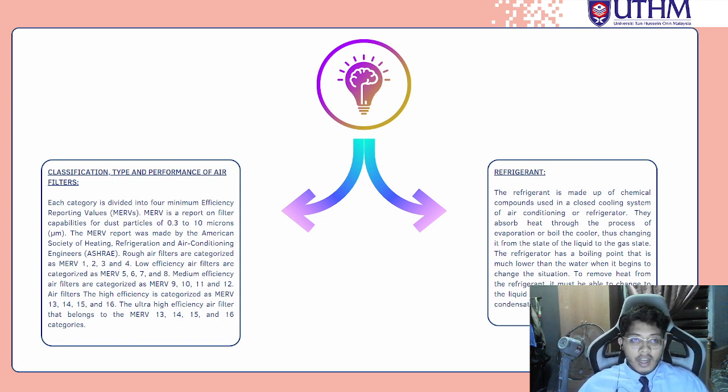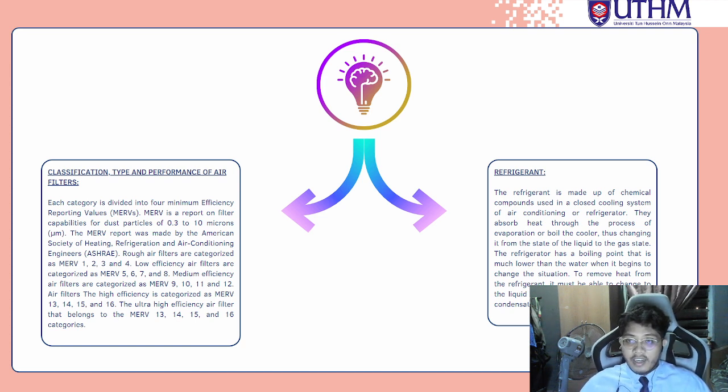Low efficiency air filters are categorized as MERV 5, 6, 7 and 8. Medium efficiency air filters are categorized as MERV 9, 10, 11 and 12. Air filters of high efficiency are categorized as MERV 13, 14, 15 and 16. The ultra high efficiency air filter belongs to the MERV 13, 14, 15 and 16 category.